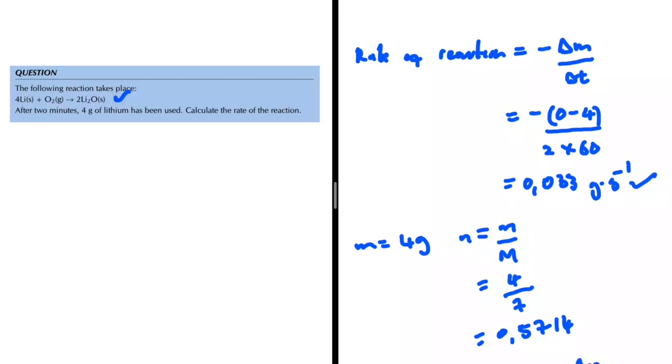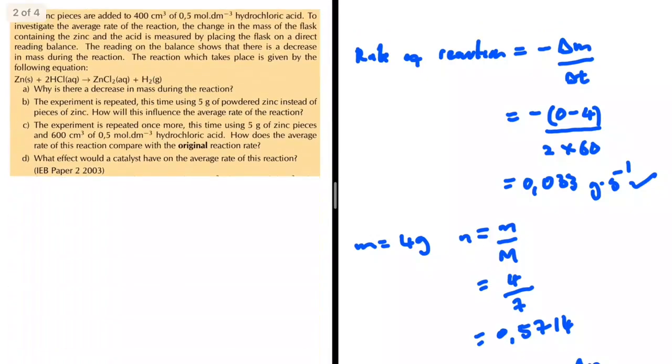Right. In the exam, most of the time, the question will be specific. Calculate the rate of reaction in terms of grams per second, in terms of moles per second, and so on. So this is just the very first example. Quite easy, straightforward, nothing complicated. Let's take a look at the example that follows.